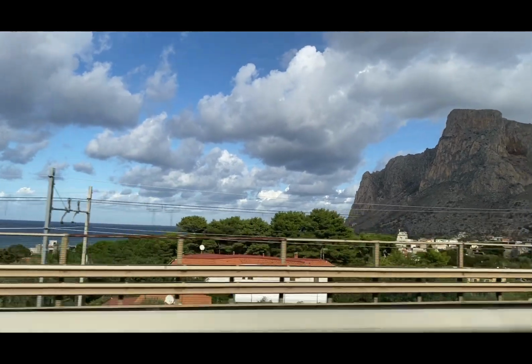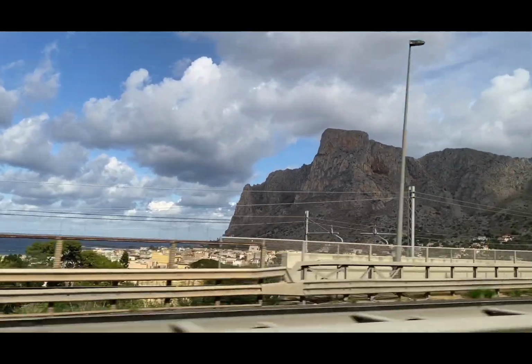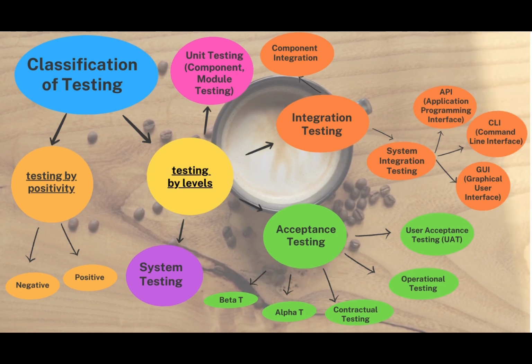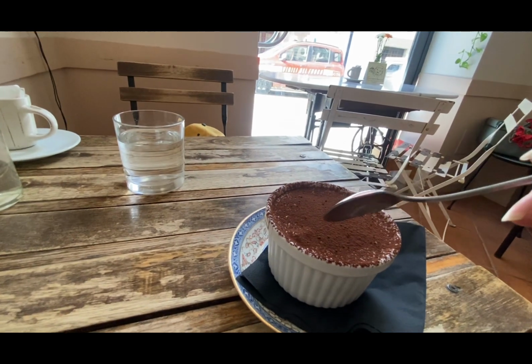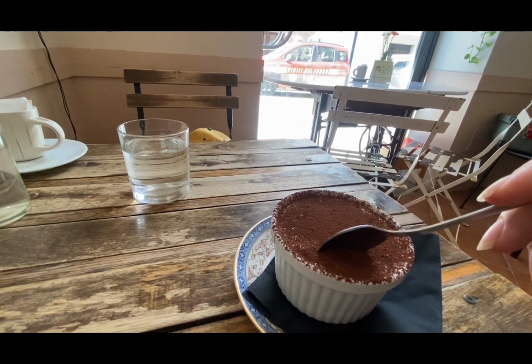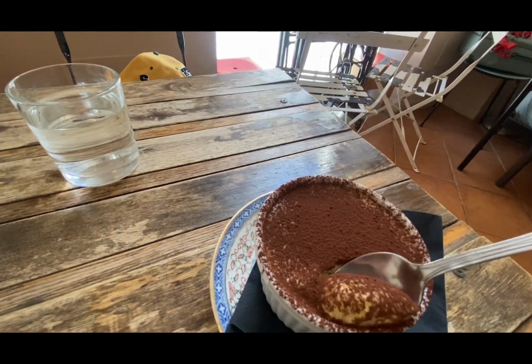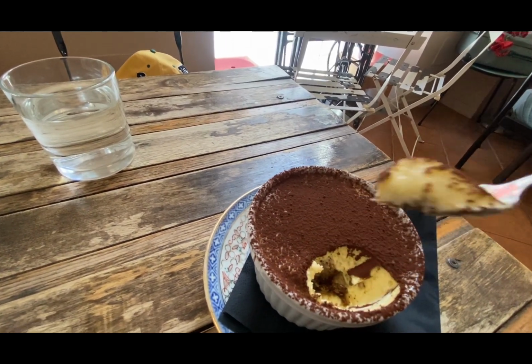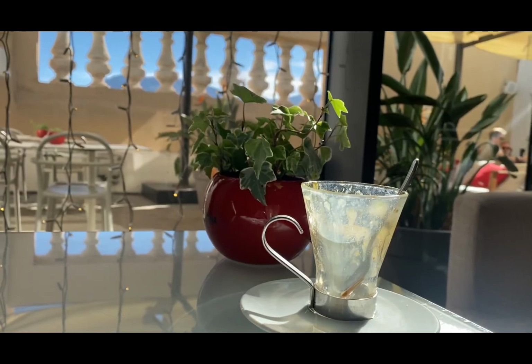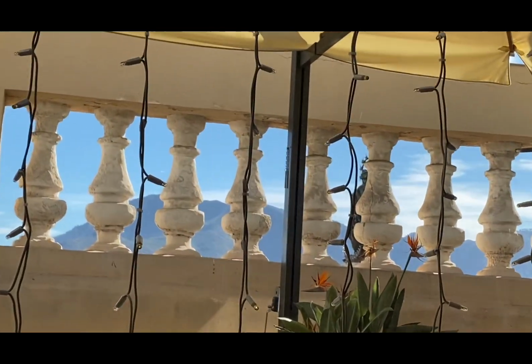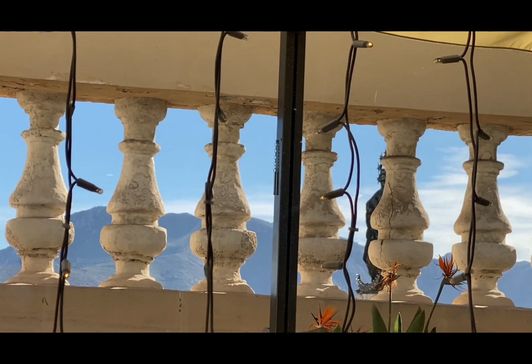And the last example of testing by level is acceptance testing. In discussing testing levels, it's essential to mention acceptance testing. Acceptance testing is a type of testing conducted at the stage of delivering the finished product or some ready parts of it to the customer.